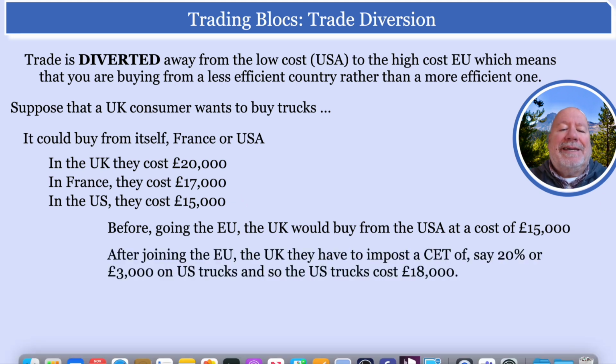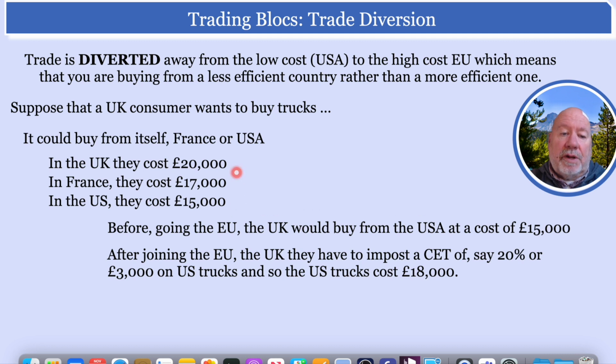But if we had to then join the EU with France, so the USA is not in the EU, France is, we would have to, as a UK, impose this common external tariff of, let's say, 20%, or that would be £3,000 on the cost of those trucks. So the cost of a truck coming in from the US now is £18,000.